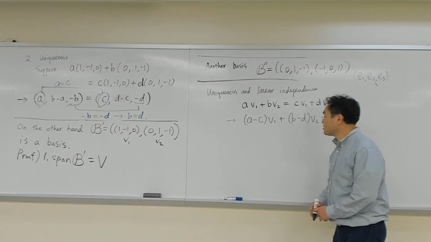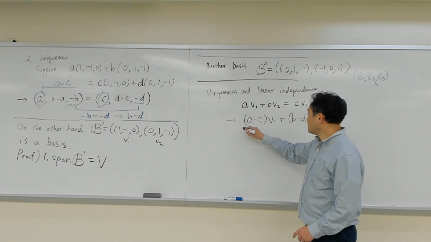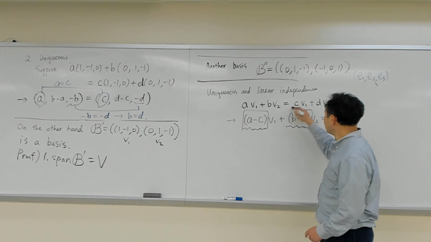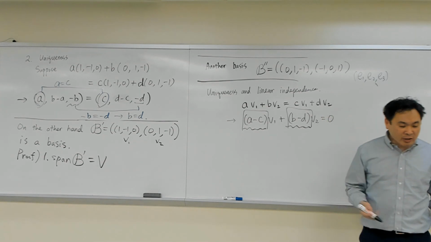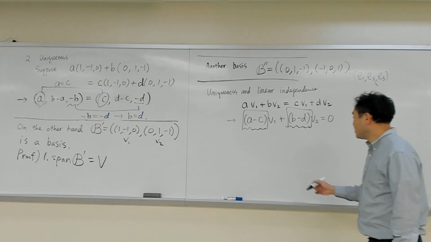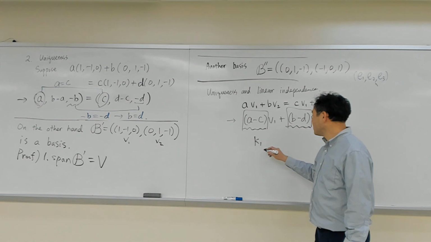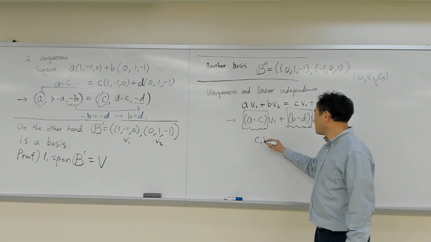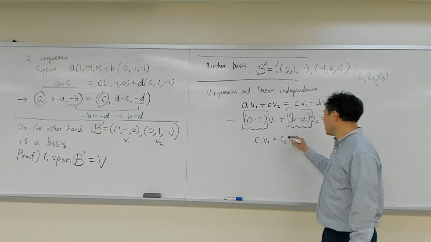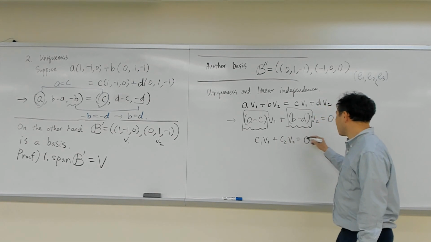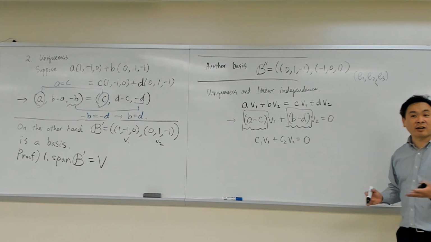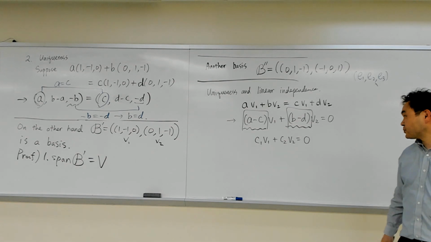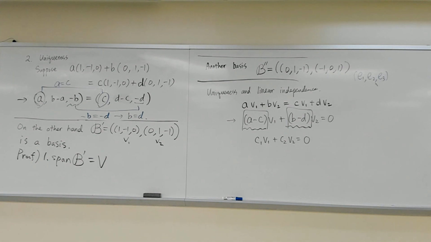What this is saying is that, see, this is, again, some constant. That's, again, some constant. So I can rewrite this as C1 times V1 plus C2 times V2 equals 0. Now, the 0 on the right side is a vector. It's really 0, 0, 0. It's a 3D vector here.